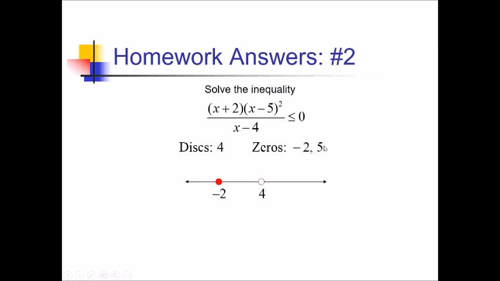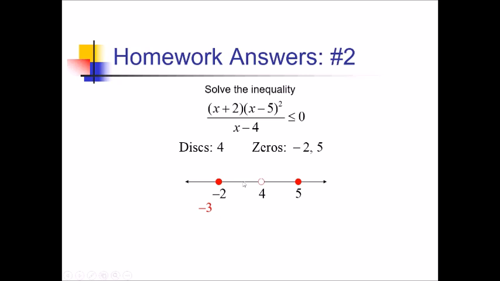And then this 5 is also a root, so that's going to be a solid dot at 5. Let me test something in each interval now and see what's positive and negative. So over here on the left, to the left of negative 2, we can use negative 3. And when I'm testing these out, this squared parentheses here is always going to come out positive no matter what I plug into it. So I can just ignore this and just focus on the x plus 2 and the x minus 4.